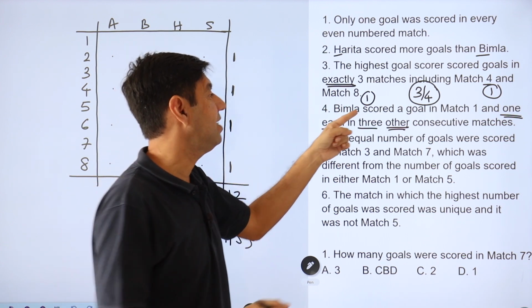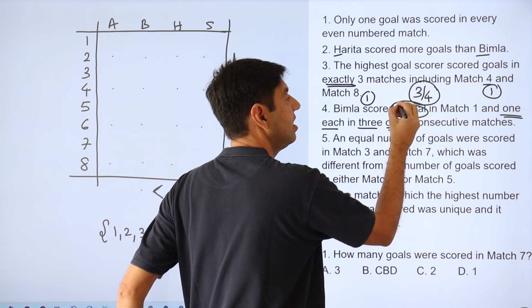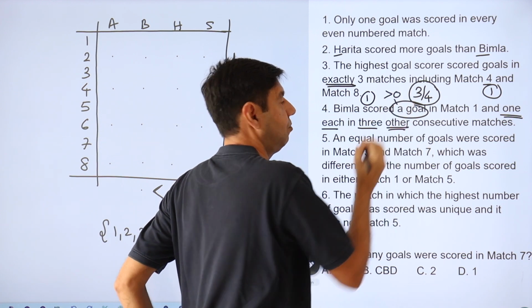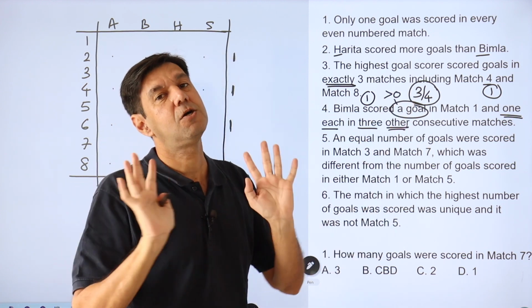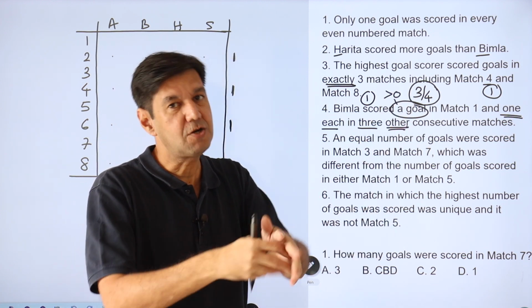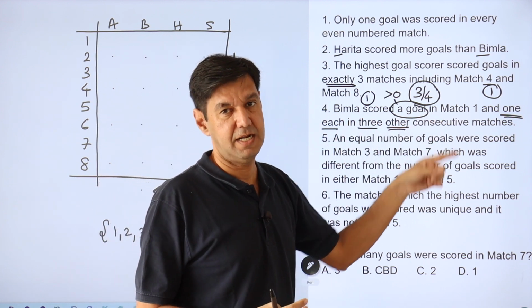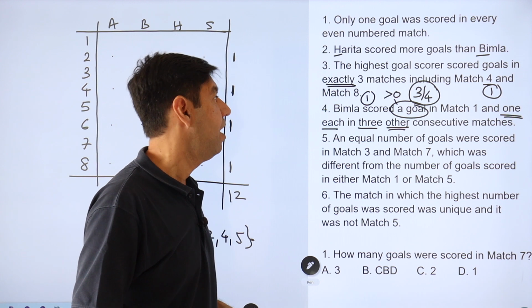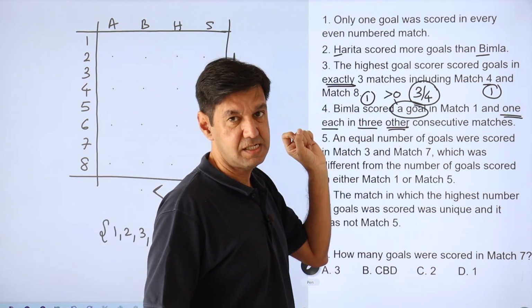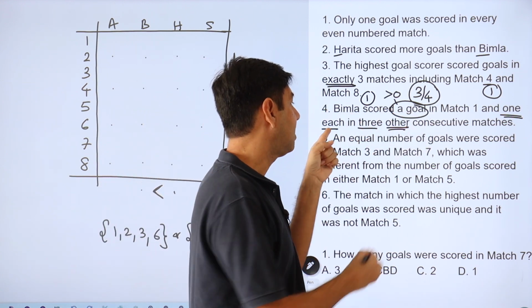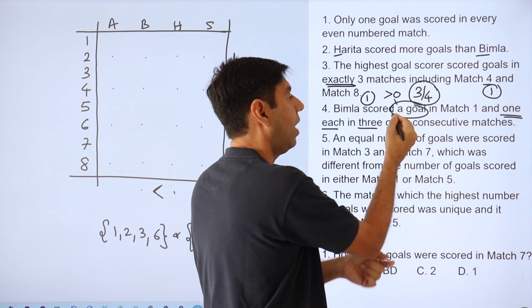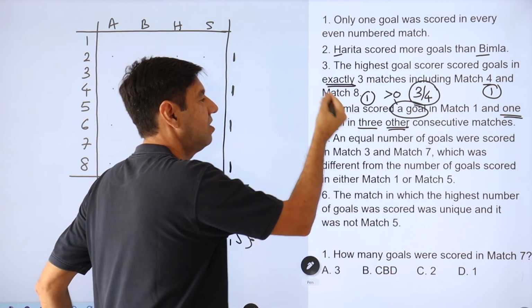So I think the meaning of this is it is more than 0. She has scored a goal in that match. It could be 1, it could be 2, it could be 3, anything. I would take it in its completeness. Okay, so there's a goal that is there. So it's not 0, and in 3 other consecutive matches there's 1, 1, 1. Now you know what this means.